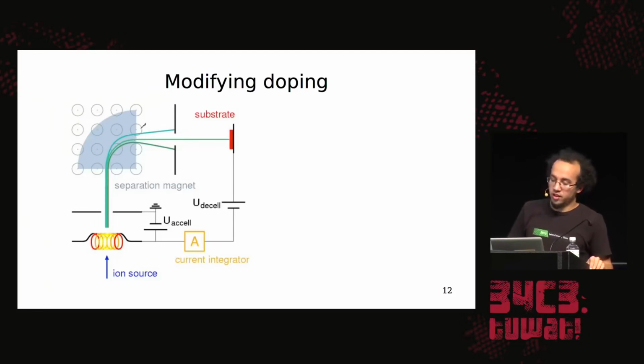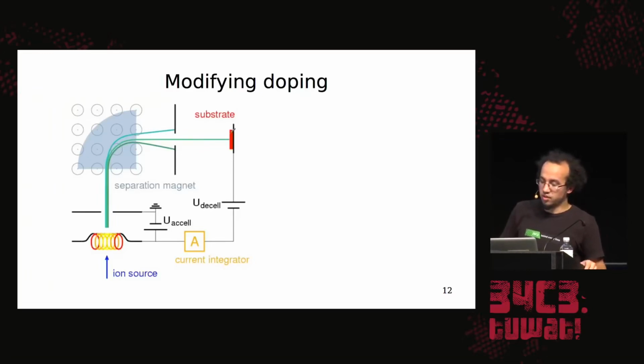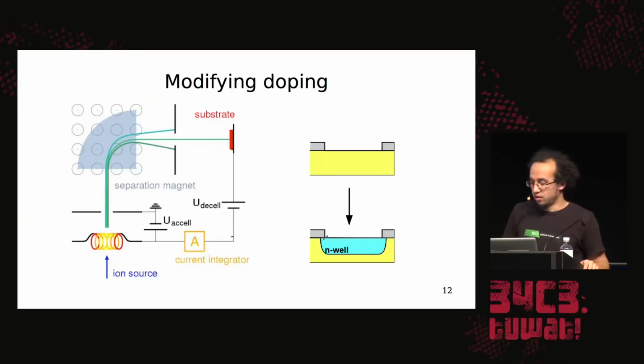And different types of ions follow differently curved paths. So you have this slit here, which selects only the ions that you want. They fly onto your substrate and create, in this case, a negatively charged well inside your positively charged substrate.